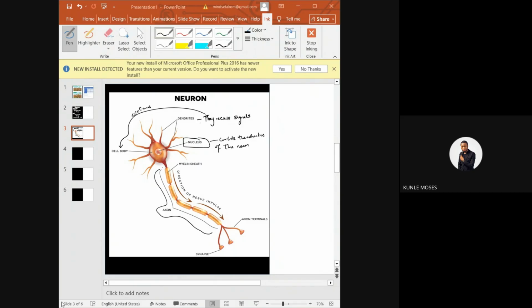And after the axon, we have the myelin sheath. The myelin sheath is like a coating system, an insulated covering used to cover some places around the axon.